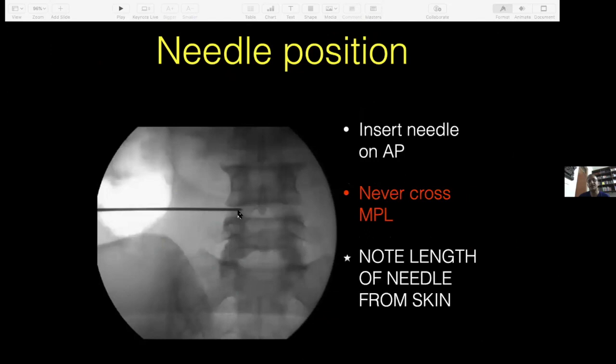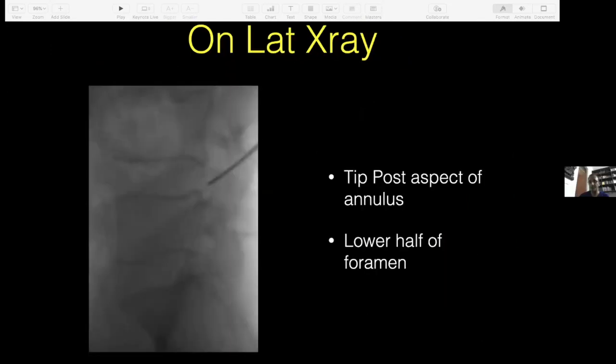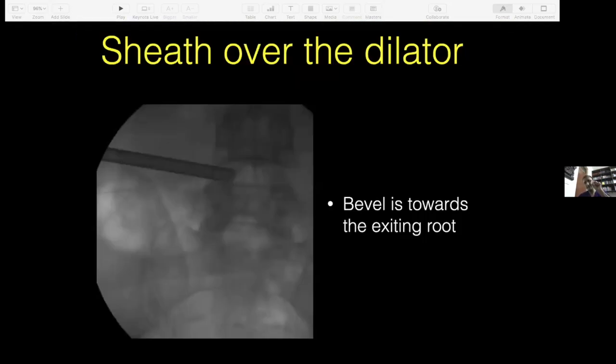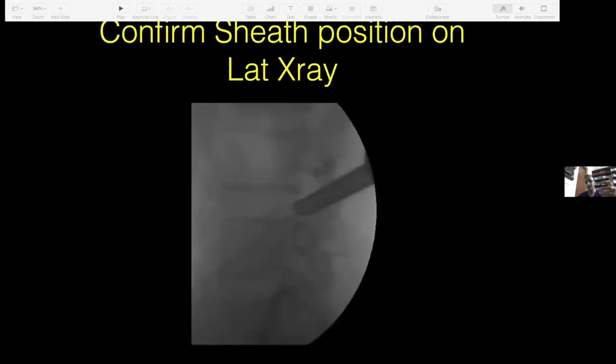For example, your needle is here. For a block, your needle will be here. In your initial practice sessions or block sessions, you will know when your needle is hitting the disc, when it is hitting the bone, and when it is entering into the foramen. Initially you may require more X-ray shots to confirm. So your needle should be somewhere here when you're giving a block. It should not cross this line.